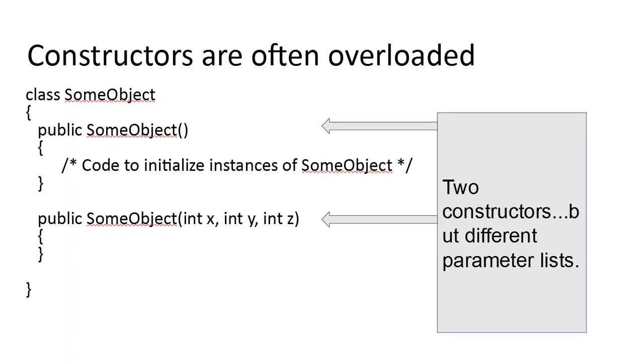So here's an object that has two constructors. You can see we've overloaded the constructor here. The class is called SomeObject, and you see we have two constructors here. One takes no parameters, and the other takes 3 parameters. So you can have as many constructors as you want. The parameter lists just have to be different, that's all.